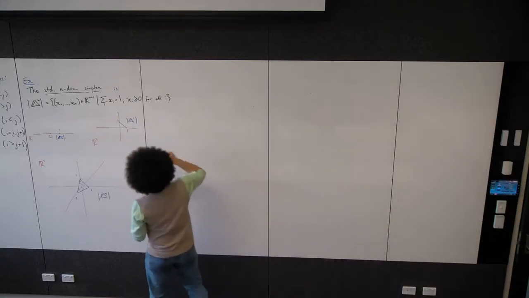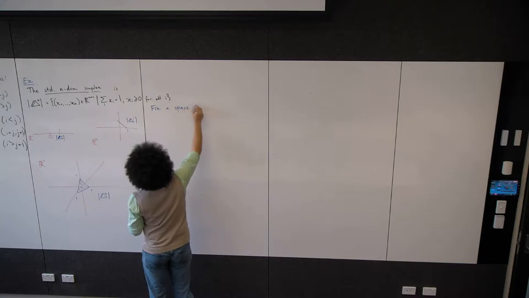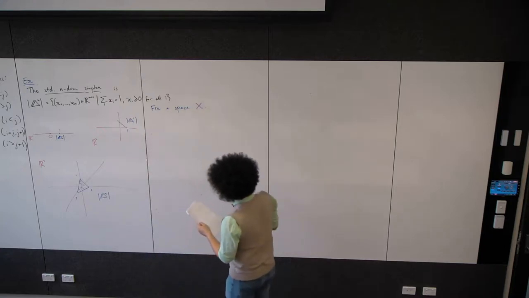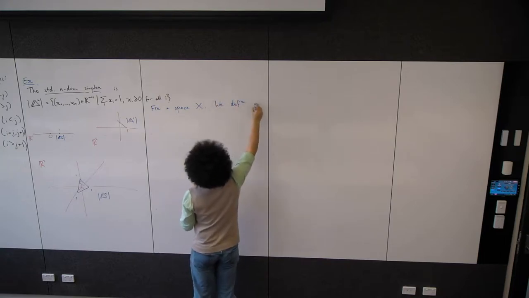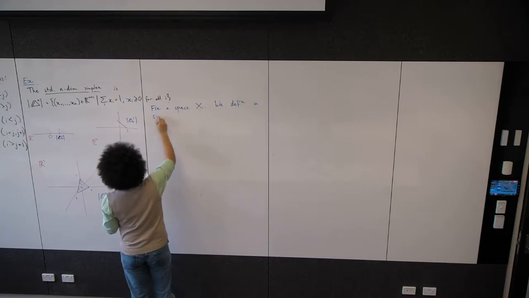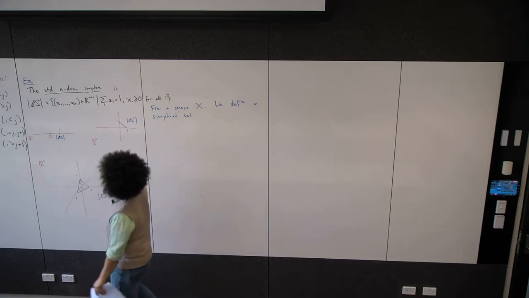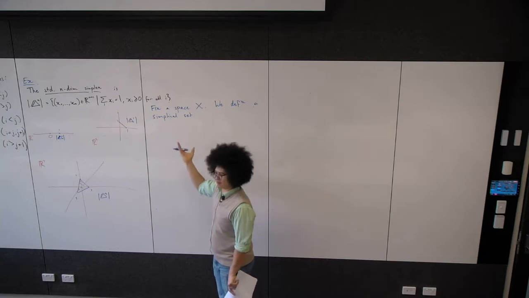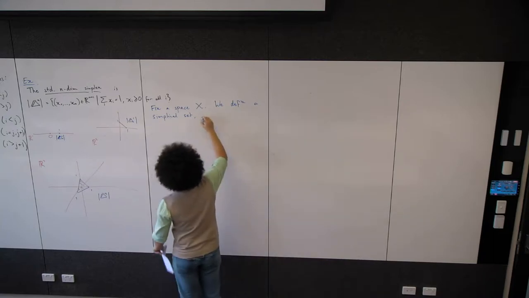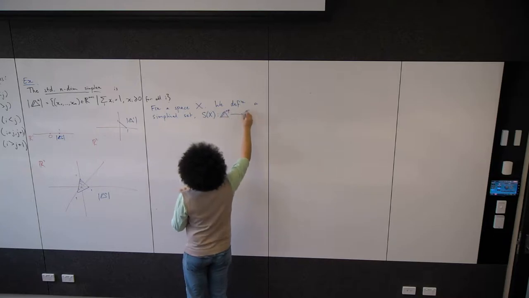All right, so we're going to fix a space X, and we're going to define a simplicial set. What I mean by simplicial set is that the category C that I'm going into is Set. So it's a functor, which I'll call SX, which goes from delta op into the category of sets.